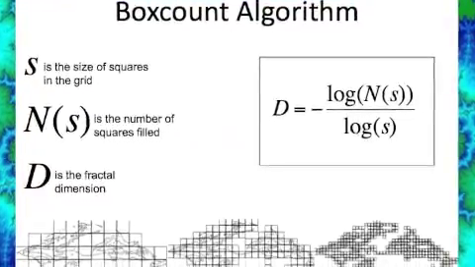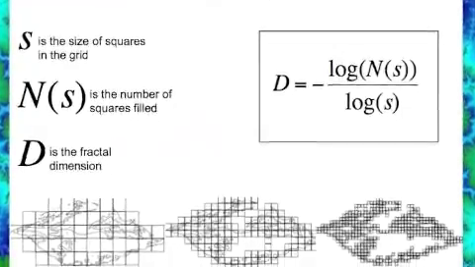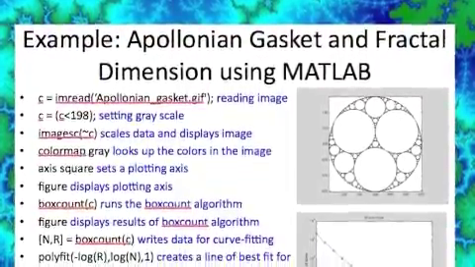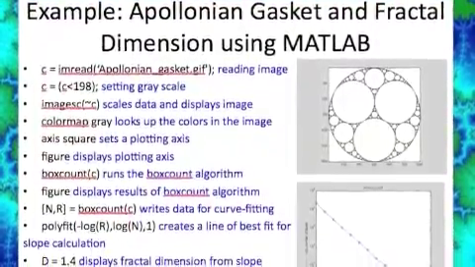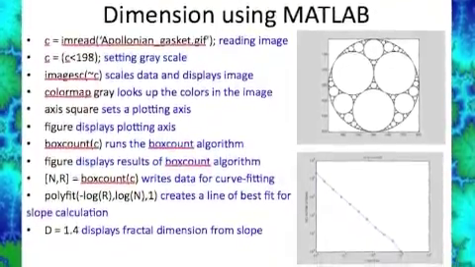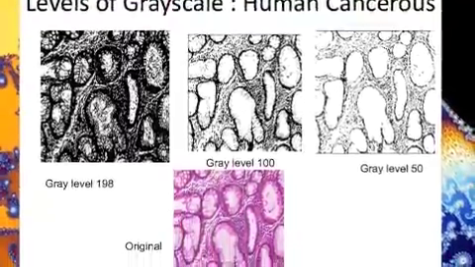This can be measured using the box count method, which overlays grids of different sizes on the image and compares the size of the squares in the grid to the number of squares filled. The program that I used to run the test was called MATLAB, and it plots the different data points from the box count test, and the negative slope of this line is the actual value for the fractal dimension. This program allows you to set different levels of grayscale or contrast before running the test.